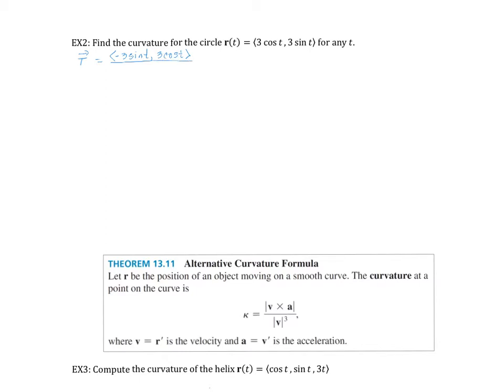And the magnitude is going to be 3 when I compute it, because it'll be 9 sine squared plus 9 cosine squared, which is simply 9, and then you take the square root and you get 3. I'm going to go ahead and simplify this because I can divide by 3 to get the vector negative sine t, positive cosine t.